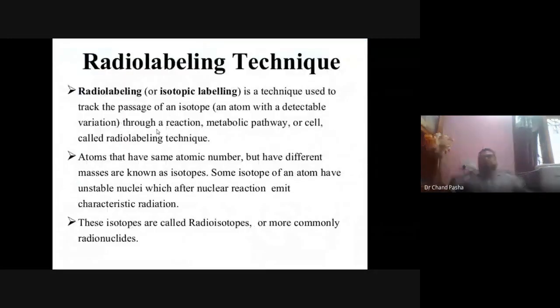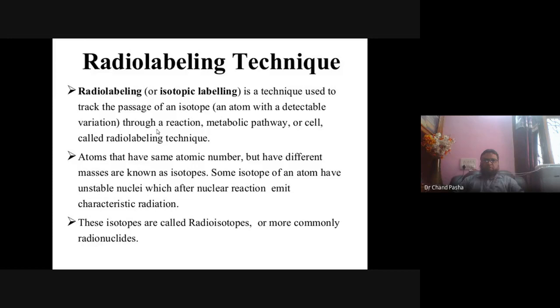And the radio labeling technique, that is an isotope labeling technique or stable isotope technique. Generally, this radio labeling technique is useful for uncultured bacteria. Even culturable bacteria can be used, but there are other easy techniques. Radio labeling is a very expensive and laborious technique. So we'll be using the isotopes.